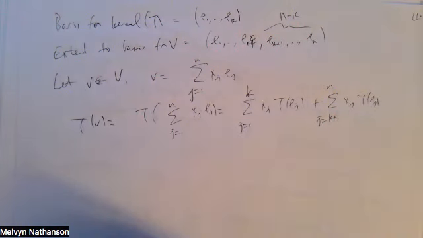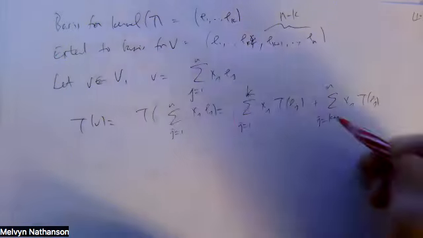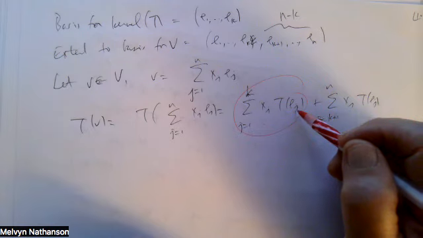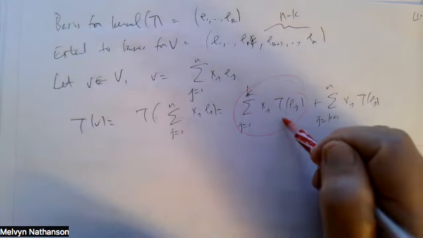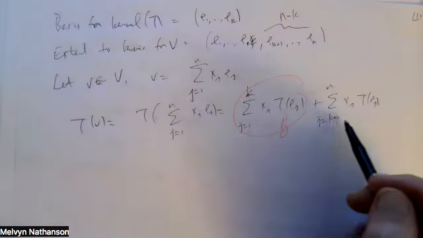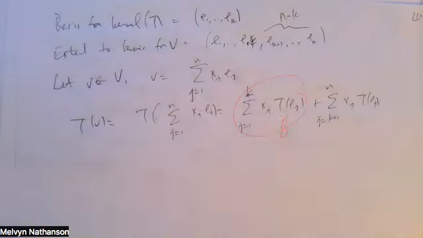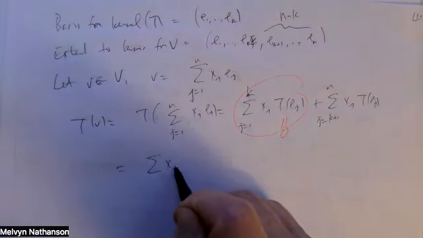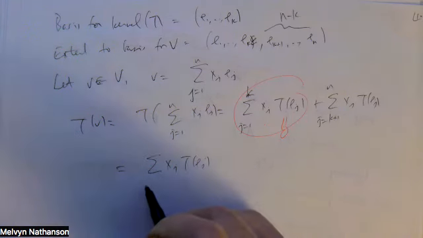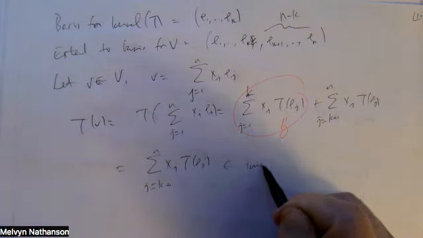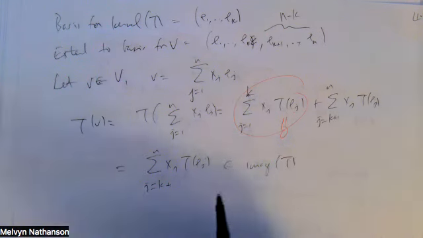But if you look at these vectors, for j going from 1 to k, ej is in the kernel of T. So this vector is 0. So in fact, this sum is 0. We're just adding the 0 vector to itself, k times. So this is just the sum xj T of ej, j goes from k plus 1 to n. It's this vector in the image of T.